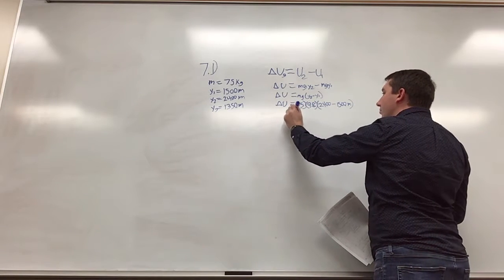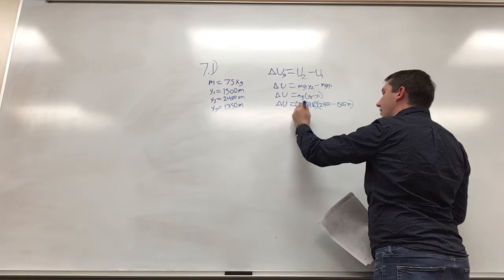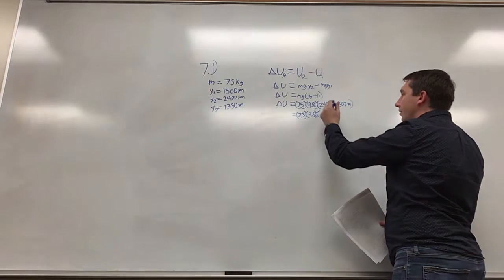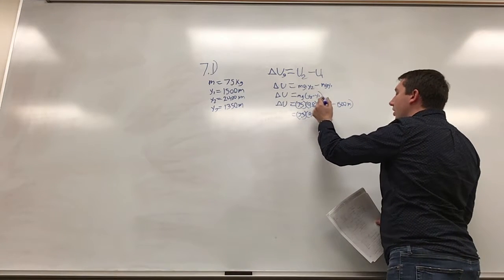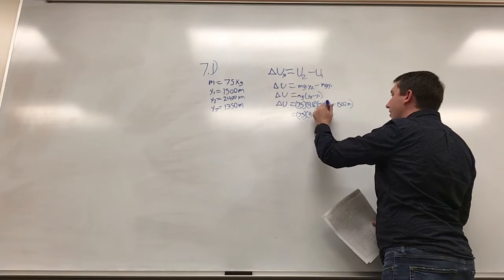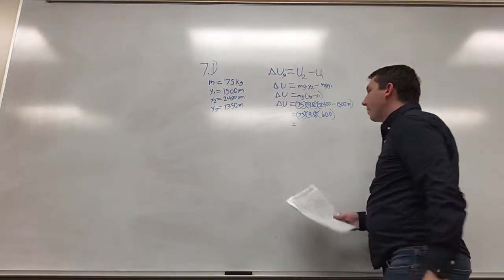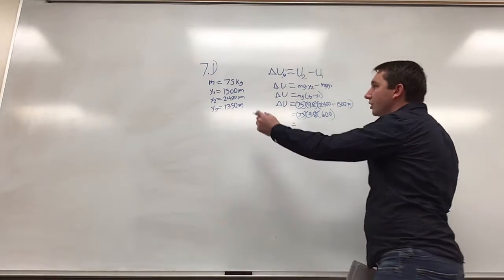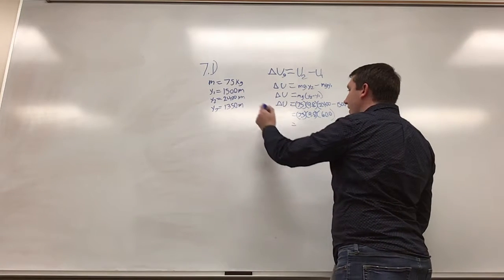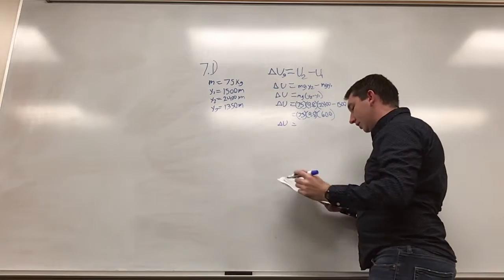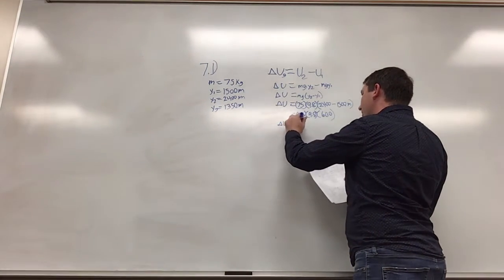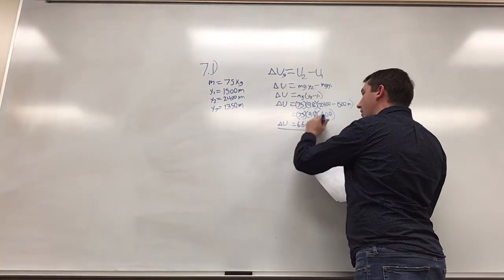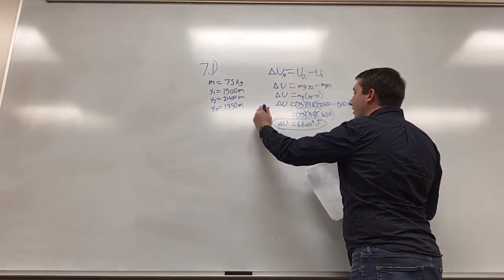And so that becomes 75 times 9.8 times 900. And then when you do the math, you find that the change in potential energy as the hiker goes from this height up to this height is an increase of 6.6 times 10 to the 5th joules. So that's your answer for part A.